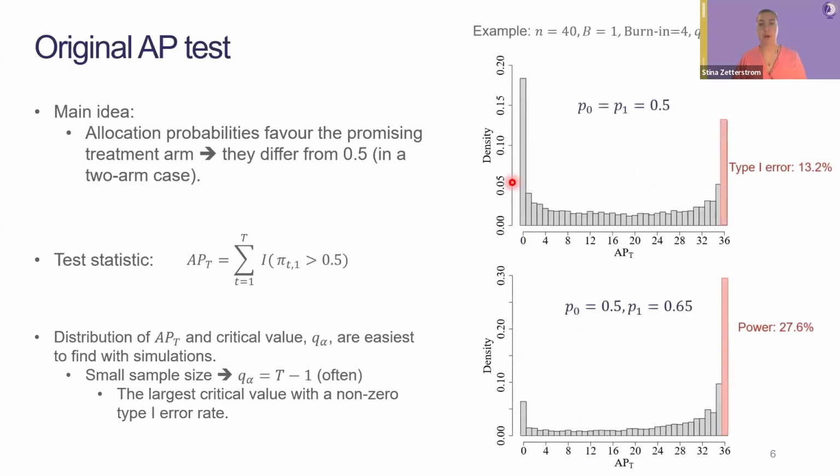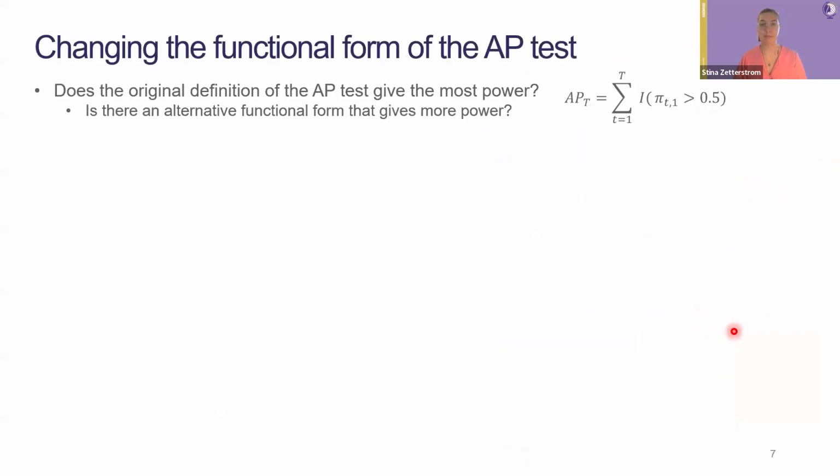And this is a small example, so it's 40 patients in a fully sequential trial, so B is equal to 1, with 4 patients in the burn-in and critical value 35. This ends up with a type 1 error of 13%, and in this alternative we have a power of 27%. So one question is then, does the original definition of the AP test give the most power, or is there an alternative functional form that gives more power? So can we change this indicator function to something else?